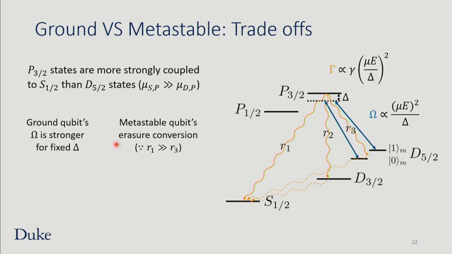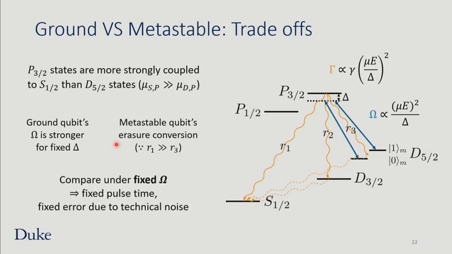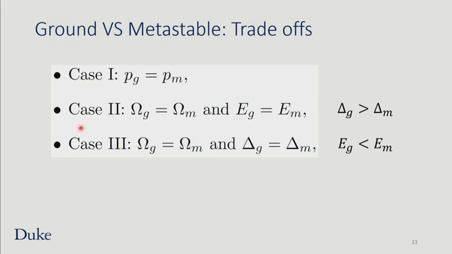So, and that's somewhat advantageous for ground qubits because stronger omega means a shorter gate time. So that motivated us to make comparisons under fixed Rabi frequency, so that you can fix the pulse time and fix the error rate due to other sources of errors like technical noise, the experimental noise whose effects build up with gate time. So these are the three cases we're considering.